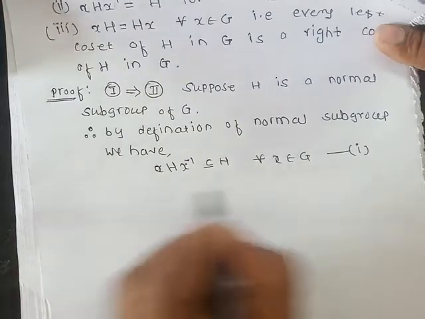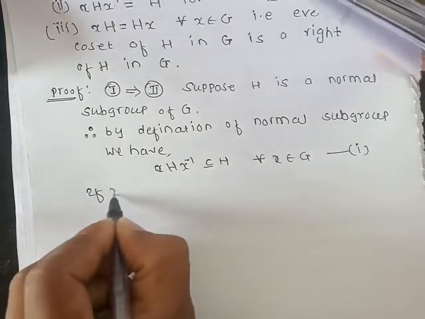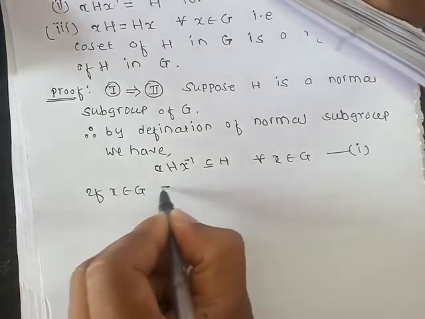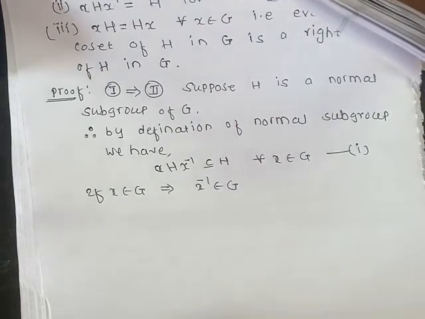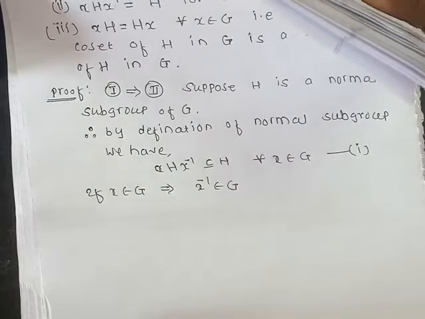Now if x belongs to G, this implies that x inverse also belongs to G, because G is a group, so every element has its inverse in G.